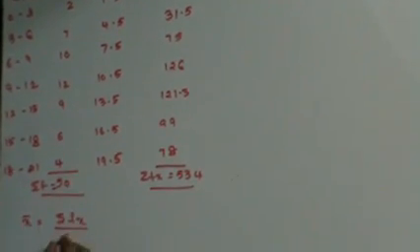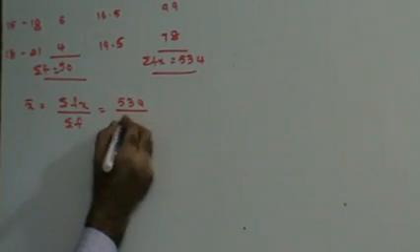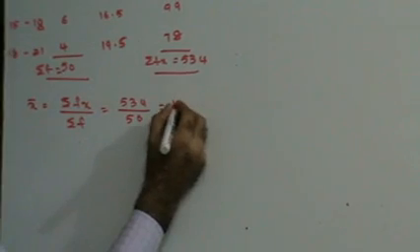Mean is given by the formula sigma fx upon sigma f, right? That's 534 divided by 50. When you divide this, you get 10.68.